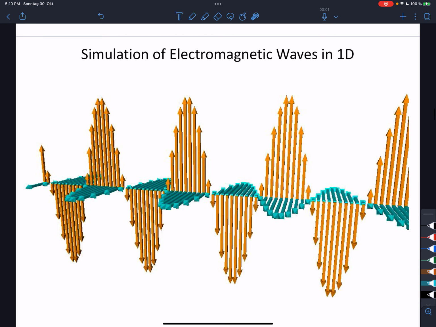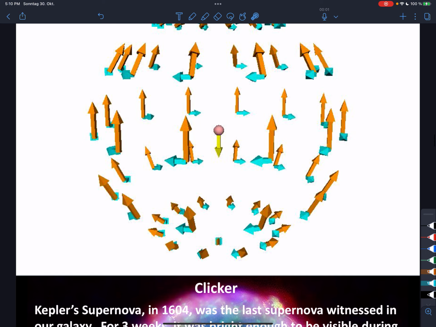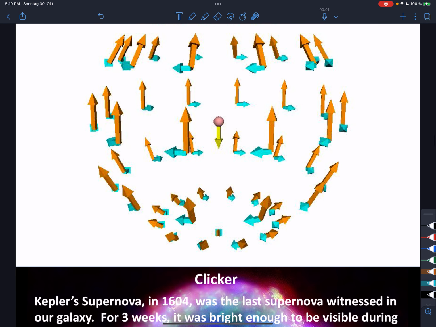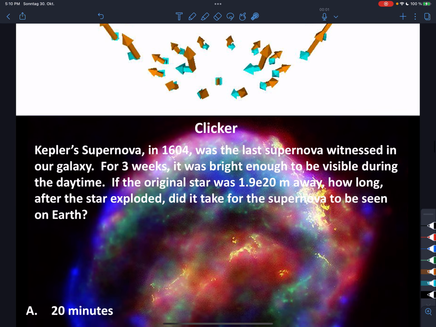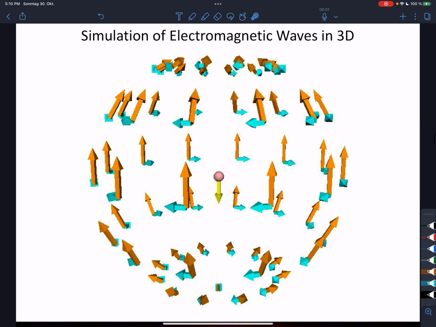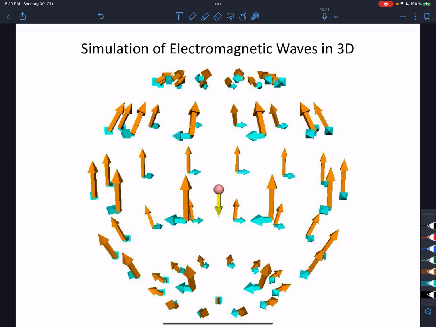One can actually also simulate electromagnetic waves in different numbers of dimensions. For example, in 2D, in 3D, and it becomes more and more complicated to understand what's going on over here. Okay, I'm not going to concentrate on any of this. We're not going to consider this.